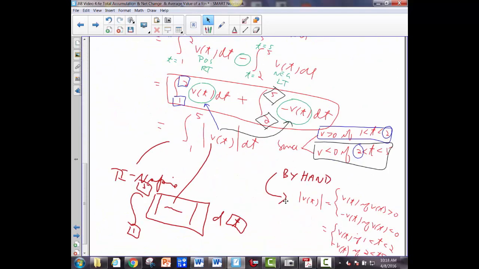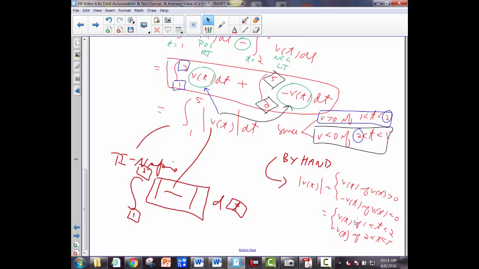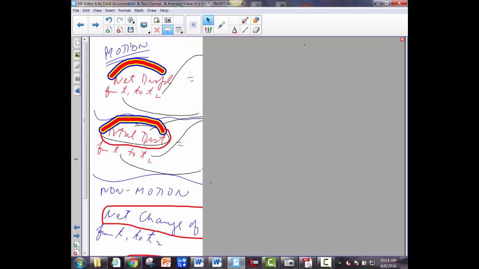But on the other hand, the velocity will be negative, which means you'll have to get rid of the absolute values, you'll have to put a negative in front of it, and that happens from 2 to 5, which is when he's moving to the left. Okay, so here's the moral of the story.